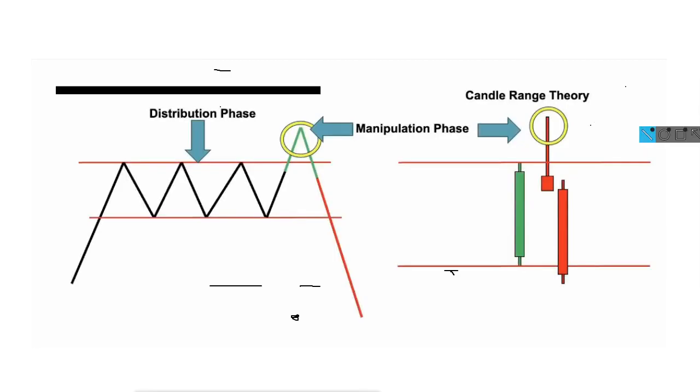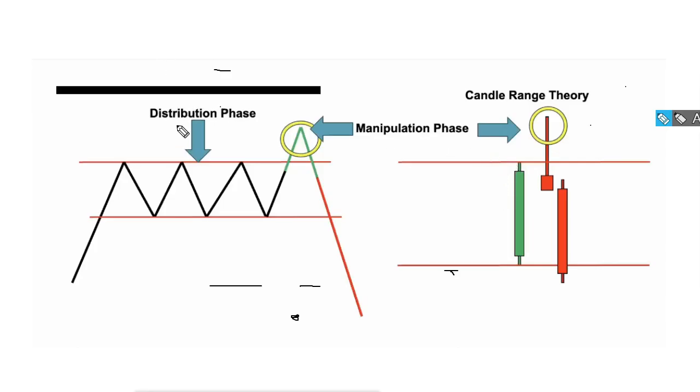Then you have the distribution phase. Look at it here. This is distribution. The other one was in the form of a bullish market. Now this is going to be in the form of a bearish market. Remember, I told you your accumulation stage is the stage you are marking as your range.